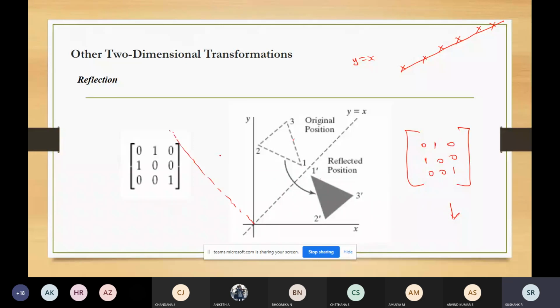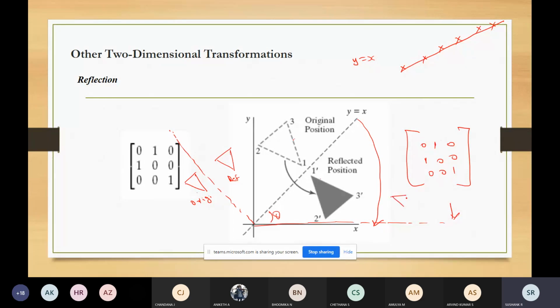I want the reflection in this way. How to generate that? So something similar to this. The original object will be here, and I want to get the reflection. So in order to do that, the first thing is you should rotate this object by some angle theta, so that the object will come on this x-axis.